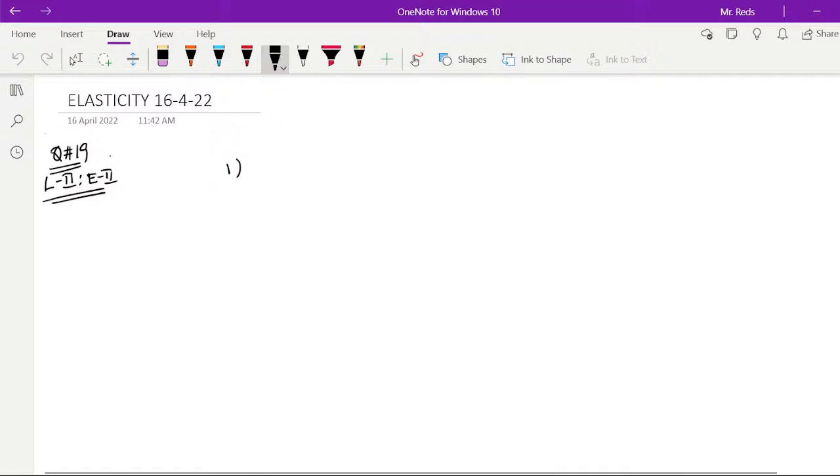Let us try to understand how to work out this kind of question. You should remember the derivation part of the energy stored. With the help of those steps, we can understand this. So first, let us consider, as per the question, a wire of length L.